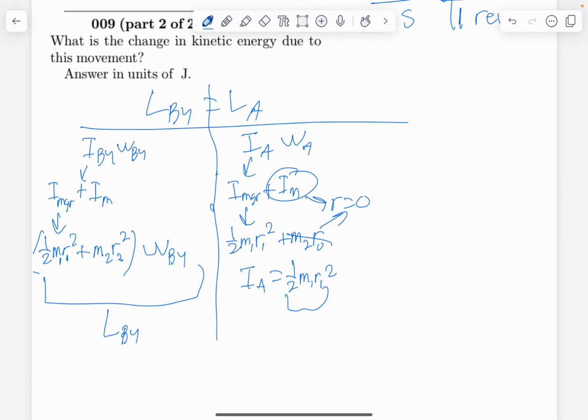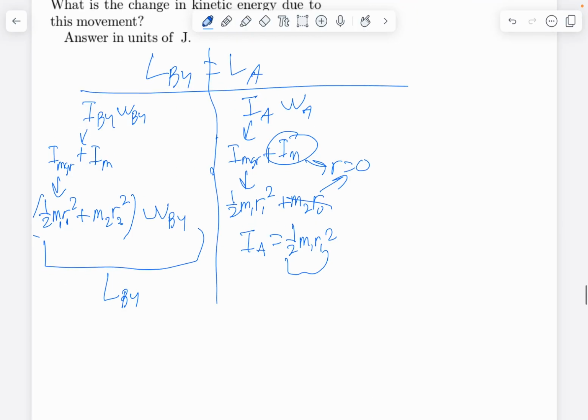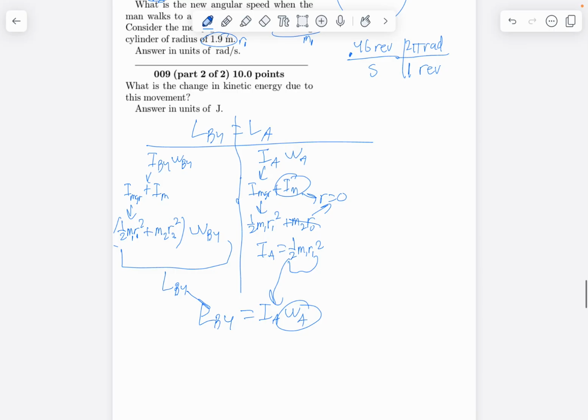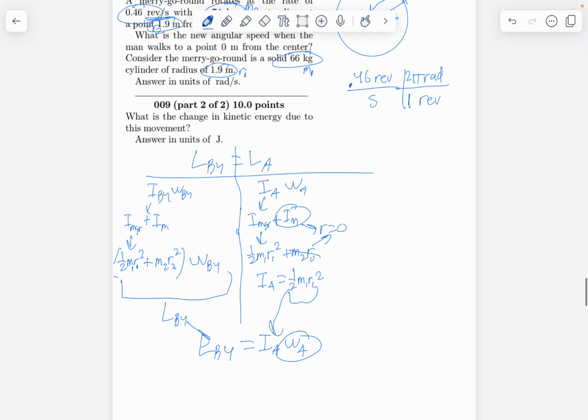So you'll do that, get a number, and then you'll know L before is equal to I after, omega after. Right, you know this, so you can just solve for omega after. You can do algebra, get a number, put it into Quest. And then the second part, part 9, is just like what we did in the previous question.